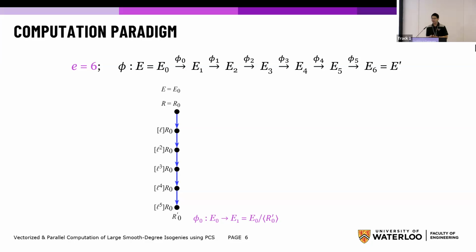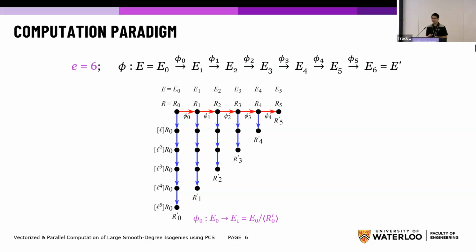Next, for the next isogeny phi 1, we first map R0 on E0 to R1 on E1 using the isogeny phi 0. Then we again perform a series of scalar multiplications, this time 4 times, until we obtain R1 prime. We use R1 prime as the kernel generator for the next isogeny phi 1. And then we follow this same fashion until we reach the last kernel generator R5 prime for the last isogeny phi 5. After that, we reach the target image curve E6, or E prime, in this example.